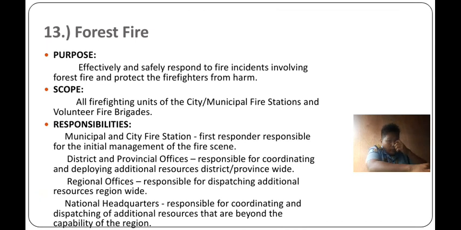So we go on to the forest fire. What is the purpose of this? The purpose is to effectively and safely respond to fire incidents involving forest fire and protect the firefighters from harm. Scope and responsibilities are also the same as in numbers 1, 2, 3, 4, 5, 6, 7, 8, 9, 10, 11, and 12.